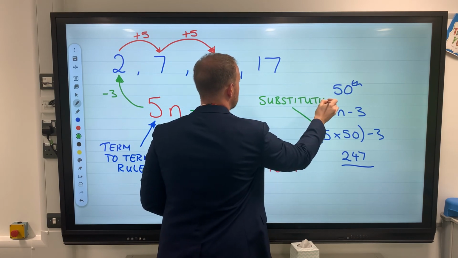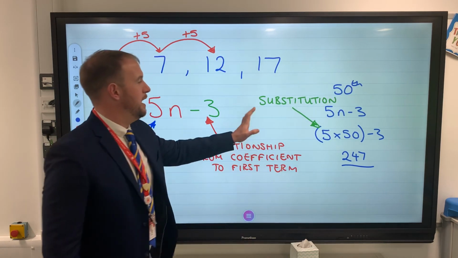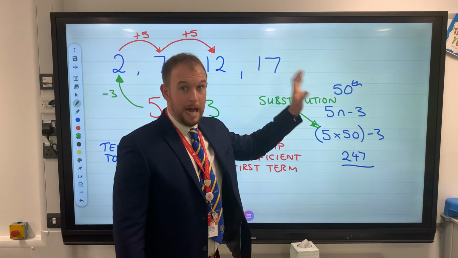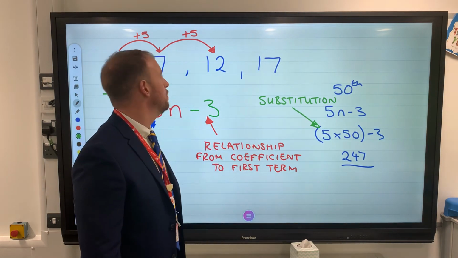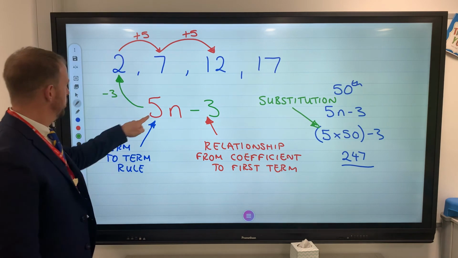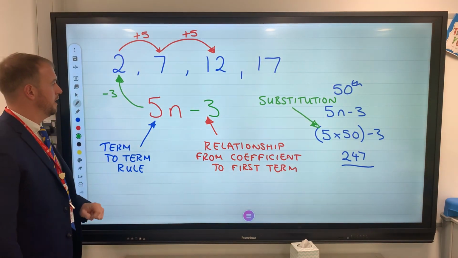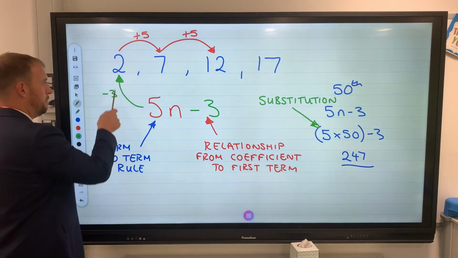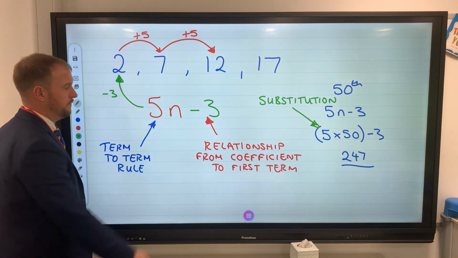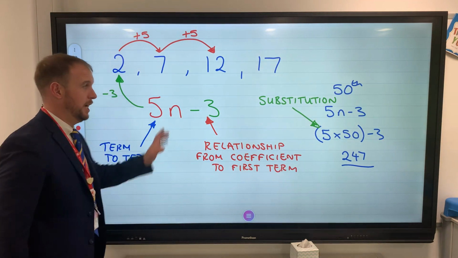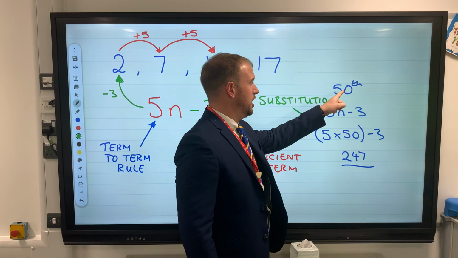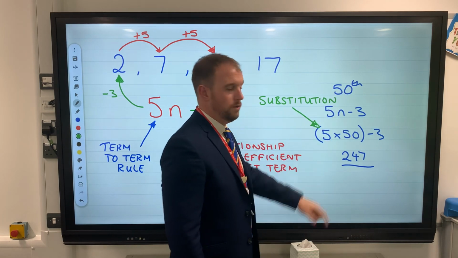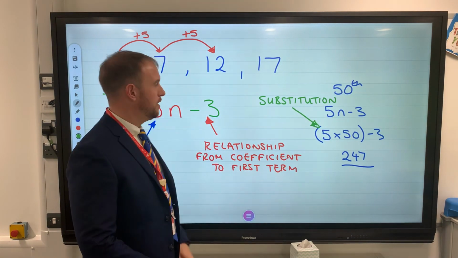There is a video about substitution. If that bit seemed a bit hard for you, have a look at the video. I explain it in a lot more detail. So term-to-term rule in front of the n. Relationship from here to the first term, so it goes after the n. If you need to calculate a term of the sequence, then you use substitution. Have a go, and I hope that helps.